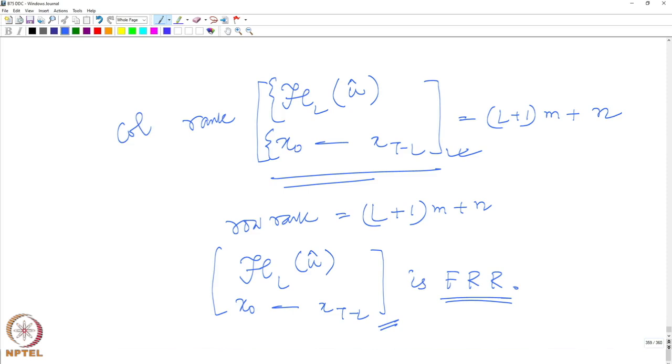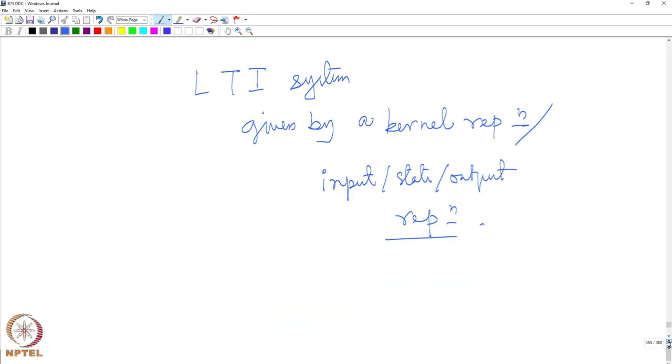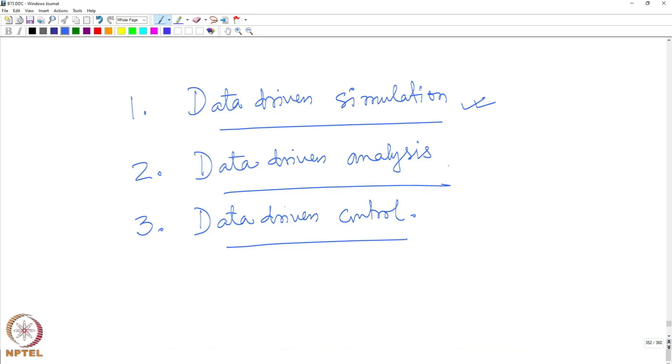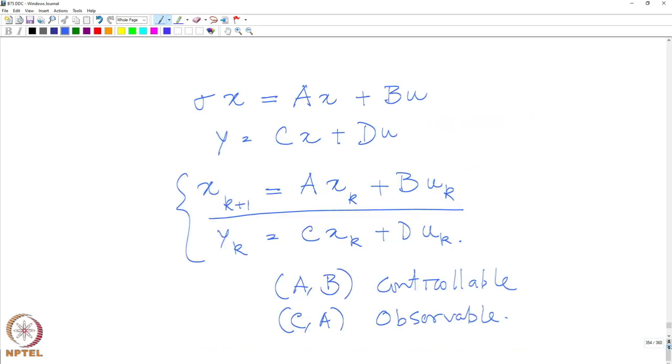What do we do with this full row rank property, and how can we do data driven simulation out of that? That is something we will see in the next lecture, and of course we will also see one example each from the two other cases, namely data driven analysis and data driven control. That we will see in the next two lectures.